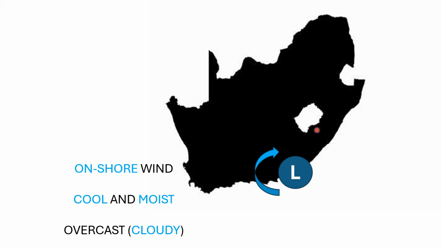So very often you're going to find clear conditions ahead of the coastal low created by offshore winds that are warm and dry. However, you're going to find cloudy conditions behind the coastal low created by onshore winds that are cool and moist.